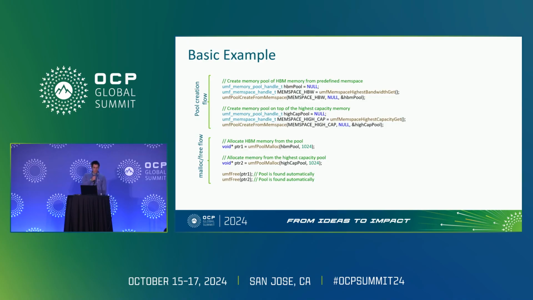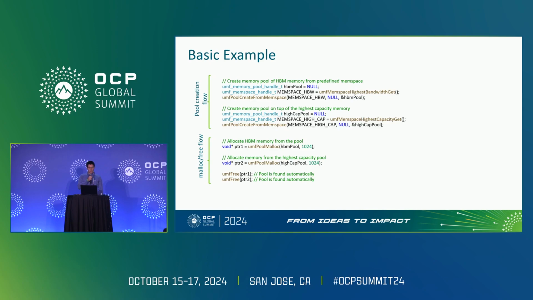Now, the second step is actually allocating the data. So here, as you can see, we are using an interface similar to regular malloc. One difference is that we are passing from which pool we want to allocate. So pointer first is allocated from the HBM pool by just passing that as a first argument, and the second one is allocated from the high capacity pool.